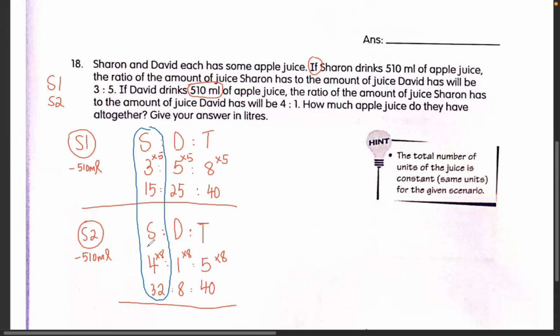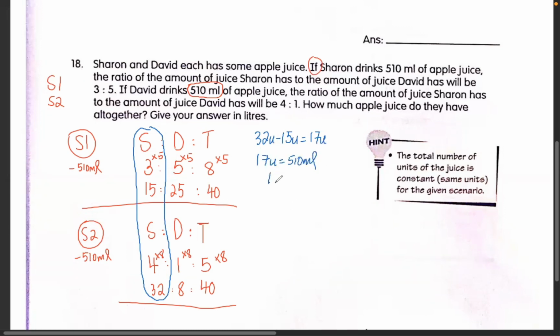Why is there a jump? Because in the second situation, she did not drink 510. Agree so far? But in the first situation, she drank 510. So there is a difference simply because she drank the 510 ml. To find the value of 510 ml, all we have to do is 32 units minus 15 units, and that gives me 17 units. So 17 units is actually equal to 510 ml. Am I making sense here?